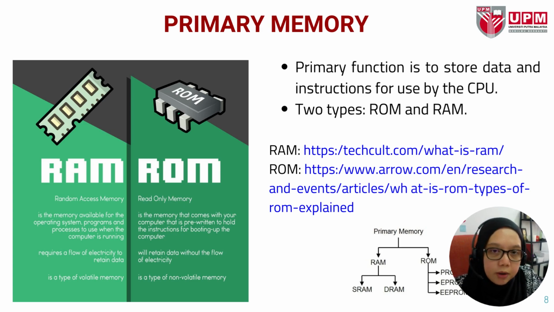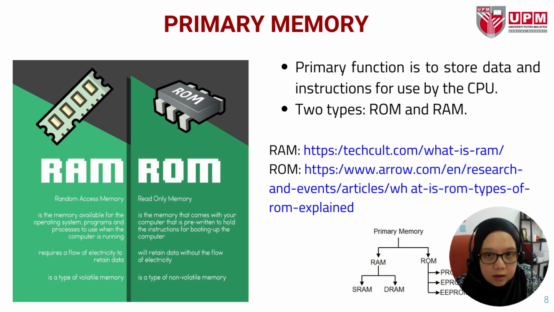Let us look at the primary memory. The primary memory's function is to store data and instructions for use by the CPU. There are two types, ROM and RAM. RAM refers to random access memory. It is the memory available for the operating system, programs, and processors to use when the computer is running. It requires a flow of electricity to retain data, and it is a type of volatile memory.